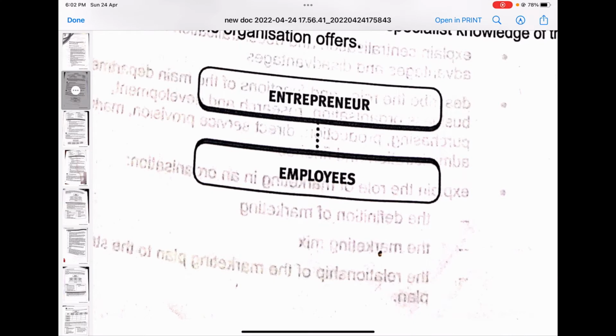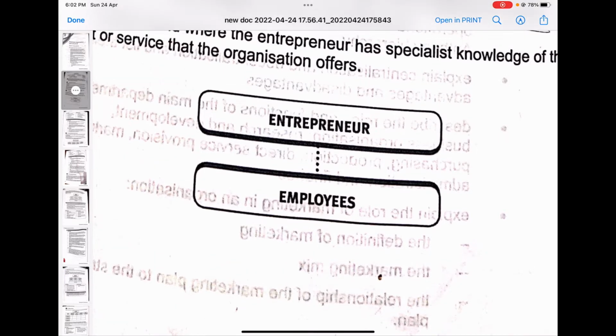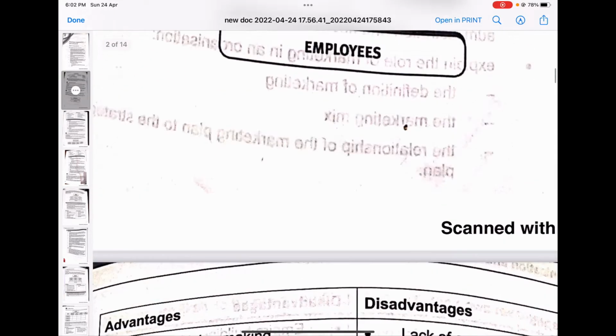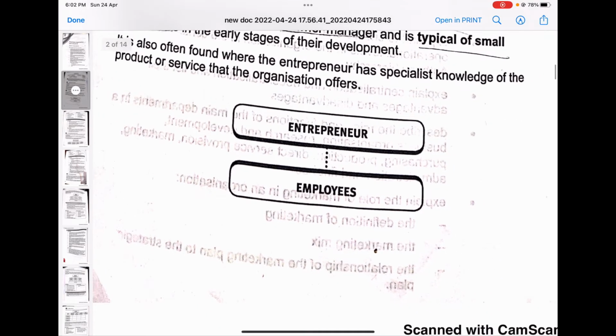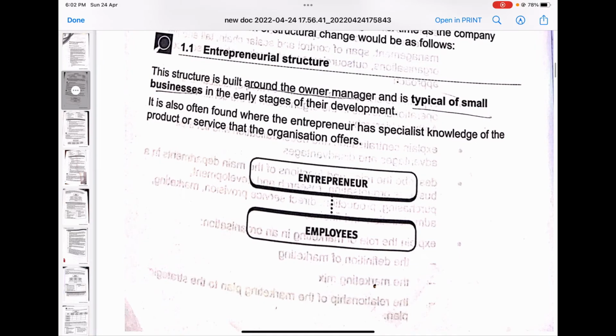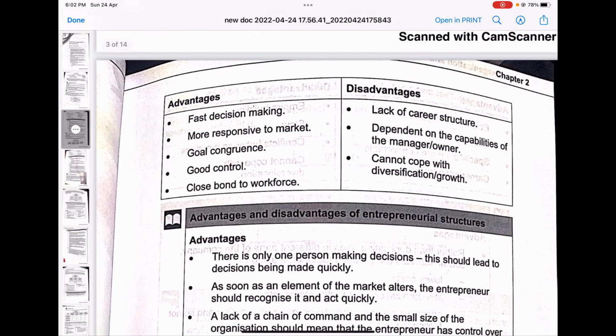So, what is an entrepreneurial structure? There is a single leader, a single entrepreneur, and there are employees below. We have seen this in many places. There's just one head, and the employees are below that one head. That is the entrepreneurial structure, which we see in most small businesses where there is less complexity.